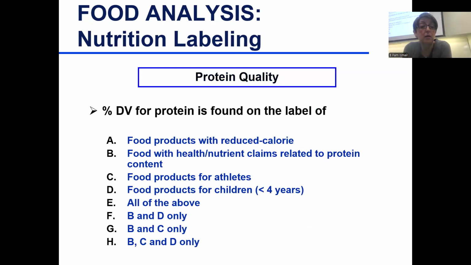All right. Did I say that already? Probably did. Remember what the answer would be here? Correct, maybe. So it's definitely B and also D for kids that are less than 4 years old because it's important for their growth. So it's B and D. Okay.